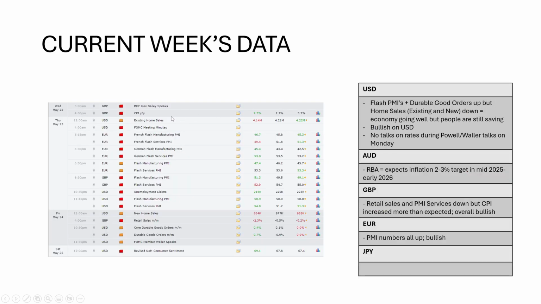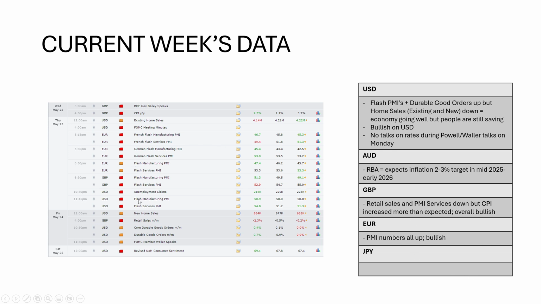Now, for this current week's data to go through, we said pound was overall bullish because of this CPI data, despite a decrease in flash sales and decrease in retail sales. Still overall very bullish for the pound this week.